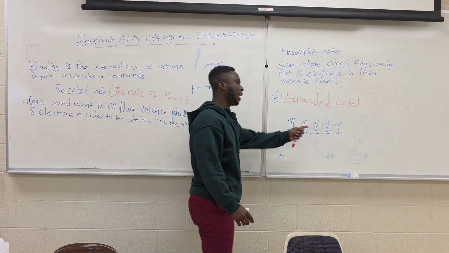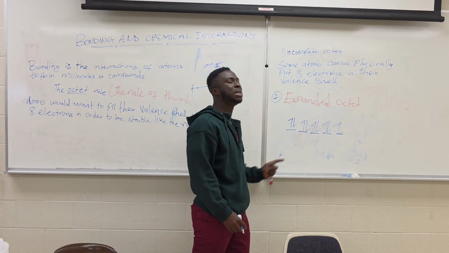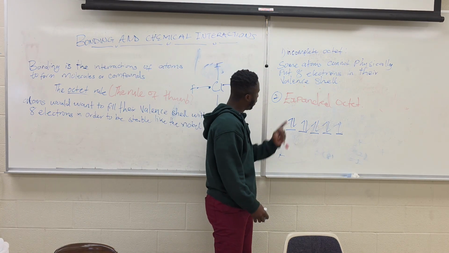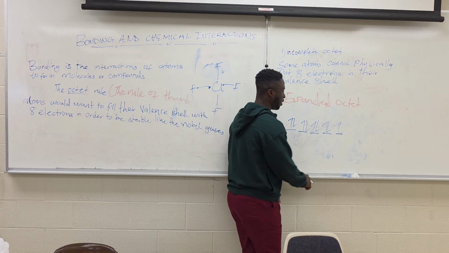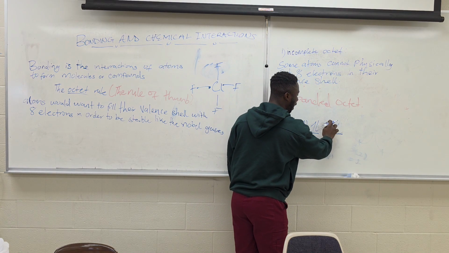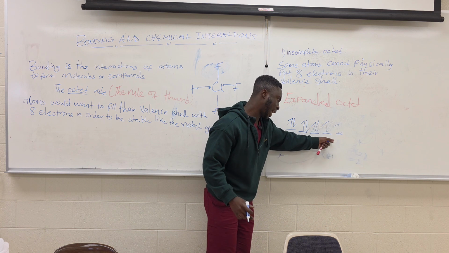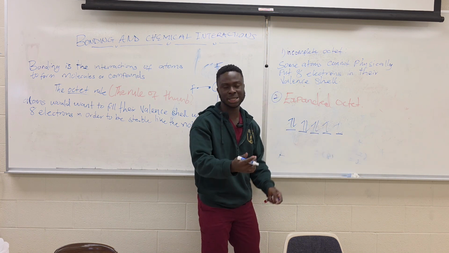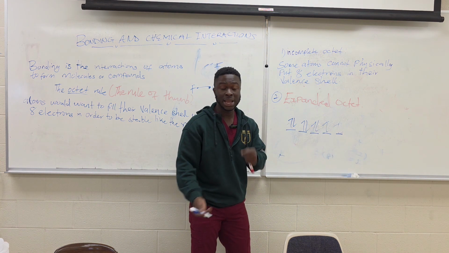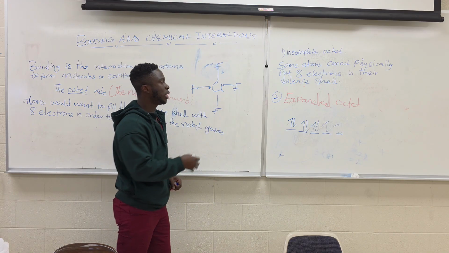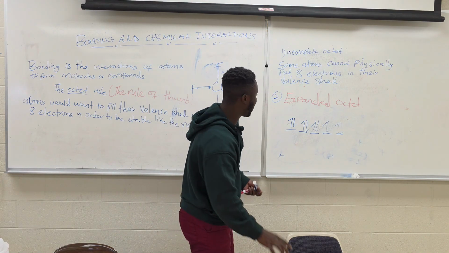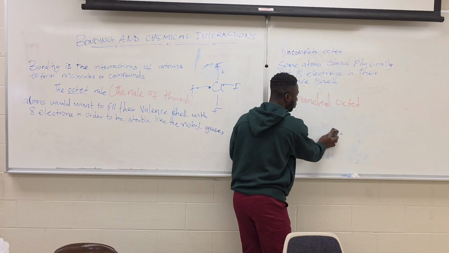So it can put 10 electrons in there and be completely stable and energetically favored over putting something like 8 electrons. If you put 8 electrons in there, it will be like this, and there will be 2 unpaired electrons causing some type of instability in the molecule. So that is the second rule for us, the expanded octet.